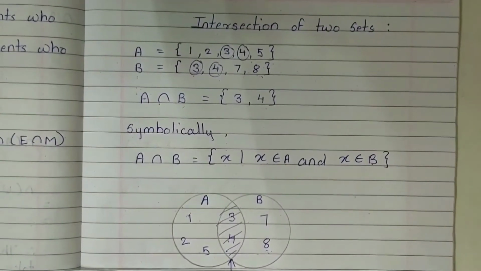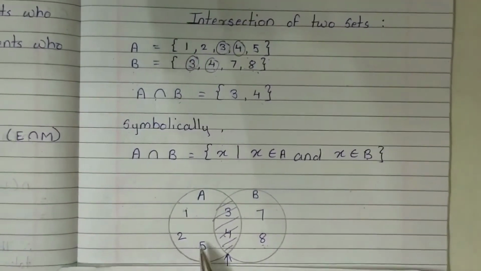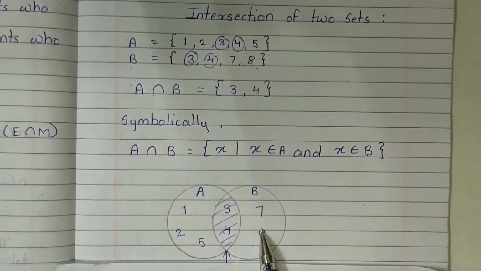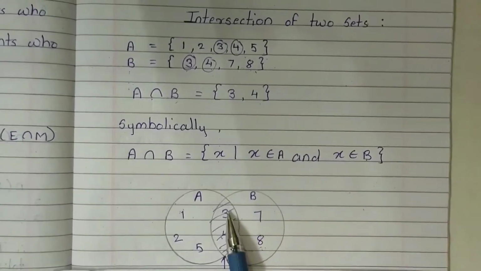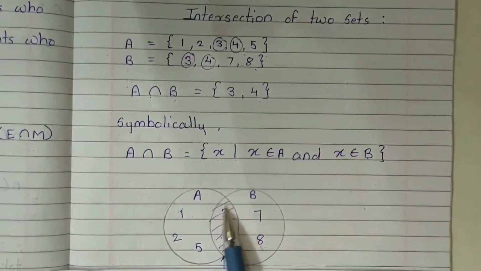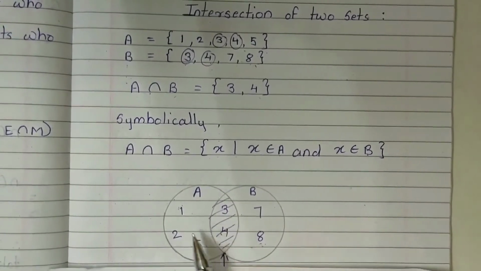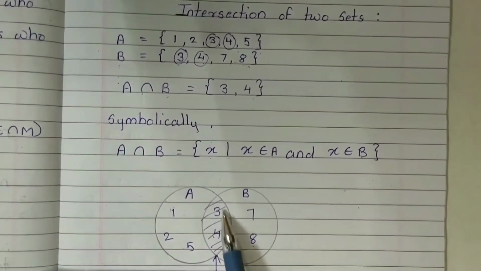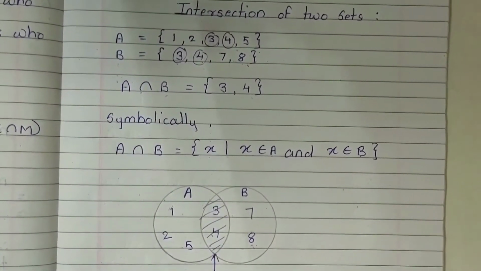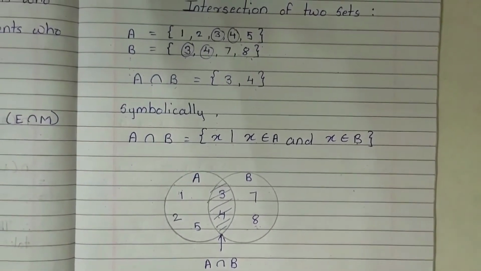Let's understand it through the Venn diagram. This is our set A and set B. The common element of both the set we write in this part, which means it is the intersection of set A and B. So this part represents intersection of A and B.